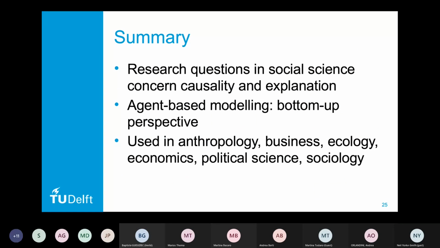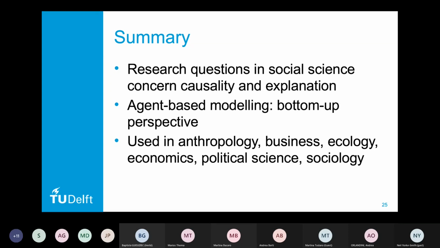Okay, so we've covered a lot already, and it's very important to give our foundations. So the research questions in social science concern causality and explanation. We're not looking here for a fast algorithm or a better training for our neural network, whatever. We're asking questions about causality and explanation of usually some real world system.